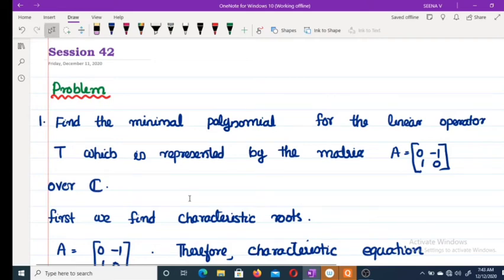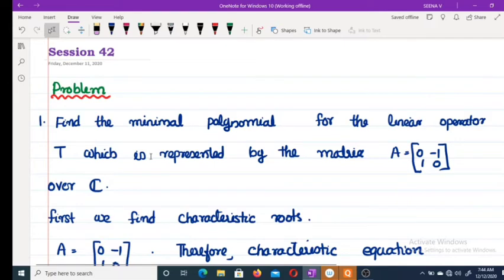Hi, good morning. Today we are going to discuss one problem. Also, we are going to discuss one theorem. The first problem is to find the minimal polynomial. Find the minimal polynomial for the operator T, which is represented by this matrix.